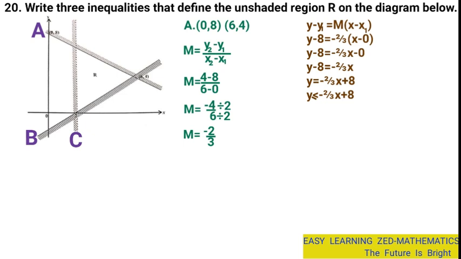Okay, now we go to the second method. This one, now we have found the answer. That is the answer: y is less than or equal to negative 2 over 3x plus 8. So now I'm going to use another method, or you can do this. Now we go back to the fourth step, where we have y minus 8 is equal to negative 2 over 3x.